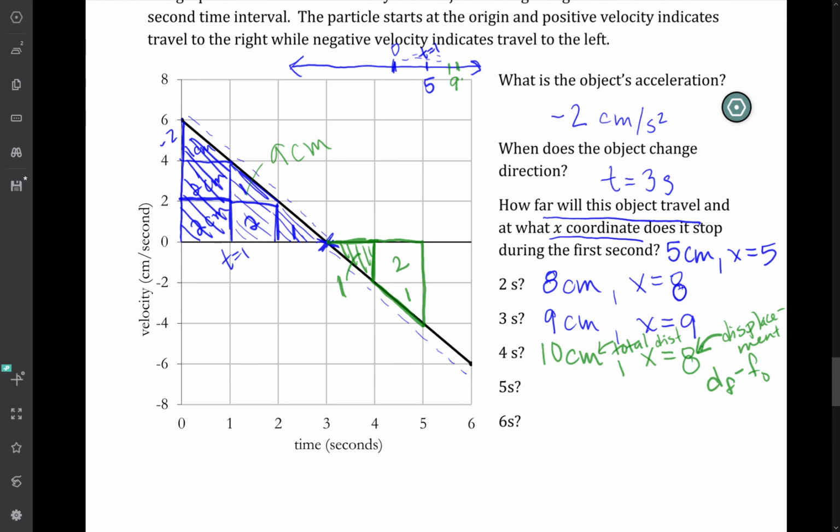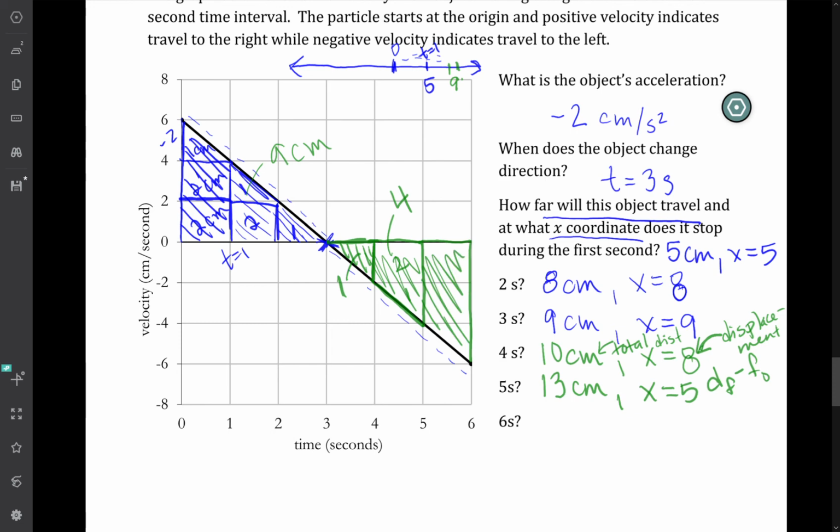Okay, so if we continue this at 5 seconds, we now have another 2 and 1, so we've traveled 2, 3, 4 to the left, which means we are at another 4, so 14 centimeters. See if I can keep straight which question comes first. Okay, so we went 9 to the right, and we've now gone 4 to the left, and that's a grand total of 13 centimeters, and that puts us at x equals 5. So we went 9 centimeters out, we came 4 centimeters back, we're at x equals 5. That's our displacement.